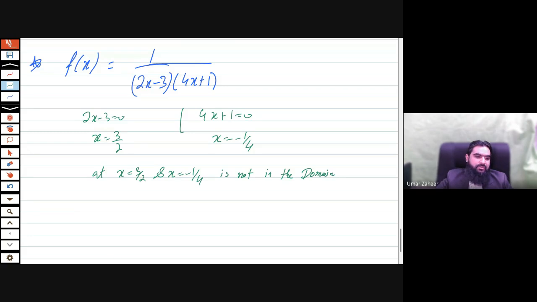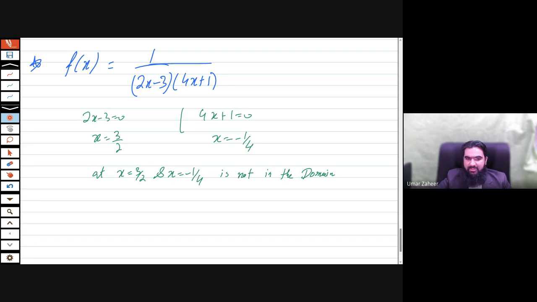Domain means you cannot take these values, because if you substitute, for example, 3 by 2, the 2 will be cancelled out, 3 minus 3 you will get 0, and the whole value will become 0. When the whole denominator becomes 0, this means that it is undefined. Yes, everyone. Any question up to here?